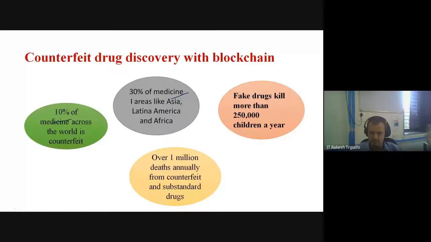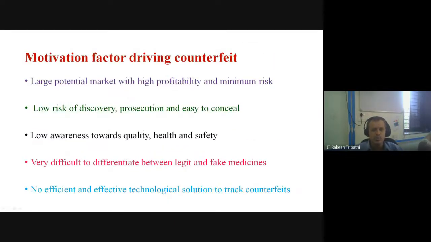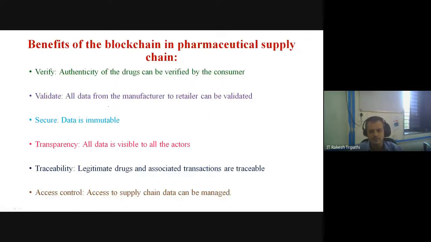10% of medicine in the world is counterfeit. 30% of the medicine in Asia, Africa, and Latin America is counterfeit, and many of these fail. So what do we do? These are the motivating factors for counterfeit drugs. What we can do is this.